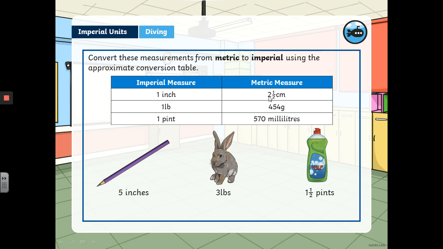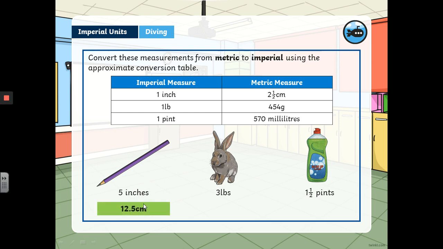So 1 inch is 2.5 centimeters. So how much would be 5 inches? 5 times 2.5. 1 pound is 454 grams. So how much would be 3 pounds? 454 times 3. 1 pint is 570 milliliters. So how much would be 1.5 pints? So 1 pint is 570, half would be 570 divided by 2. So 570, and that, if you add both of them together, you will get how much?